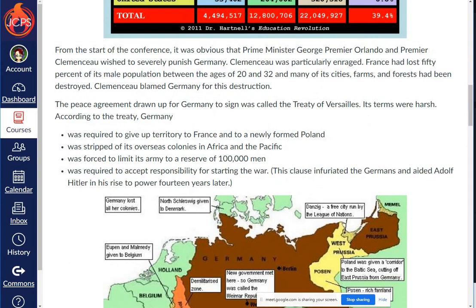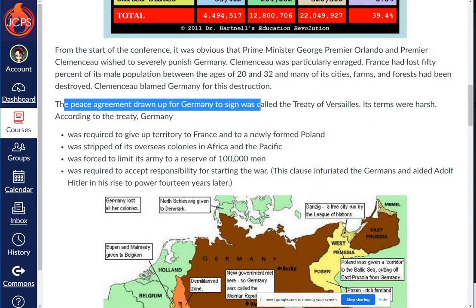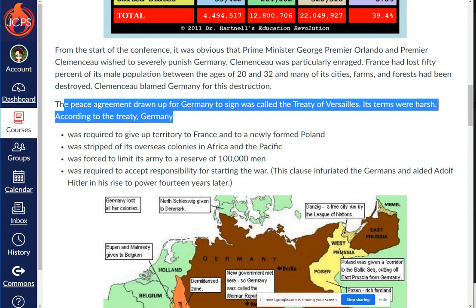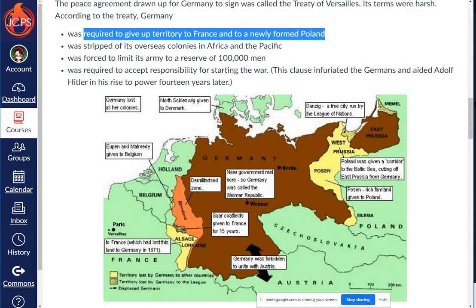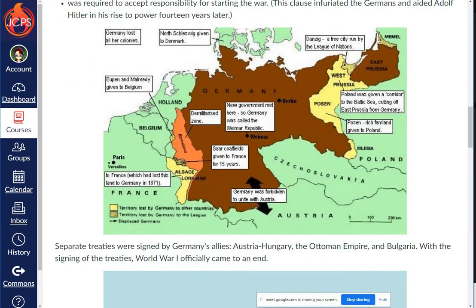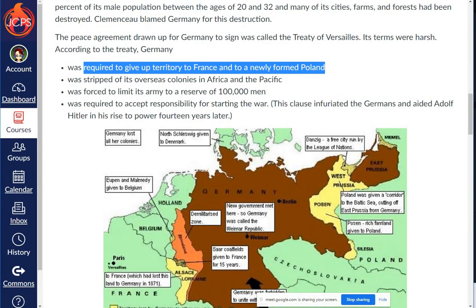All right. The peace agreement drawn up for Germany to sign was called the Treaty of Versailles. Its terms were harsh. According to the treaty, and this is just a little snippet of it, Germany was required to give up territory to France and to a newly formed Poland. So Germany's here, Poland's over here, so they had all of this. And this. And Austria's down here, so yeah, that's the land.